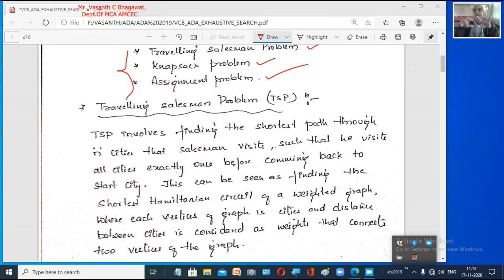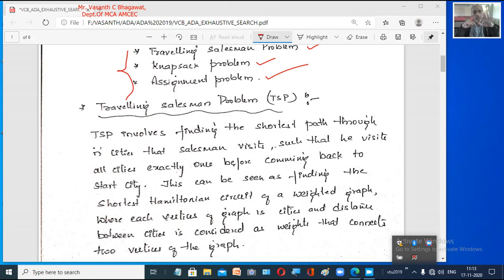Now there is a constraint, as I told you that all these types of problems have some constraints. The constraint given for the travelling salesman problem is that the salesman has to start from a starting city. Let us assume that he is starting from A. He has to travel all the cities and come back to A. He has to come back to the city from where he started. And the constraint is that he has to visit all the cities exactly once. He cannot visit any city more than once.